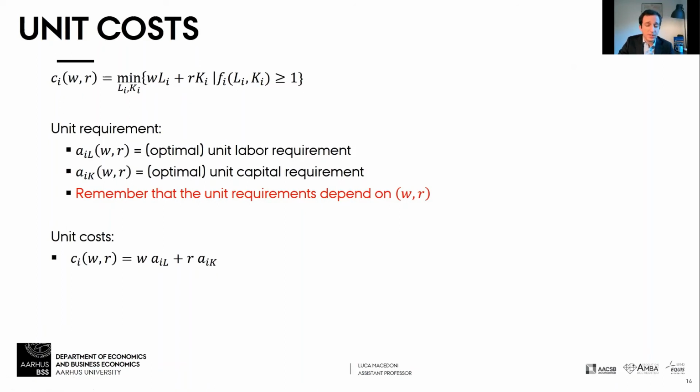Now we're going to show, and this will be useful for later, that the partial derivative of the unit cost with respect to the wage is actually equal to the unit labor requirement. This should be a bit surprising because, as we saw, the unit labor requirement depends on the wage and on the rental. So that's what we're going to do now. We're going to prove that the partial derivative of the unit cost with respect to the wage equals the unit labor requirement, and of course that the partial derivative of the unit cost with respect to the rental on capital equals the unit capital requirement.